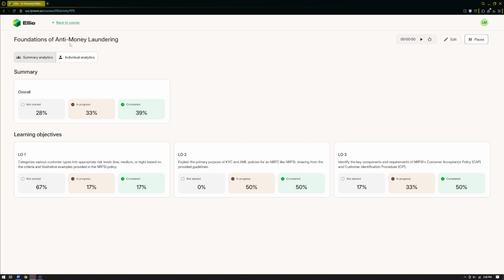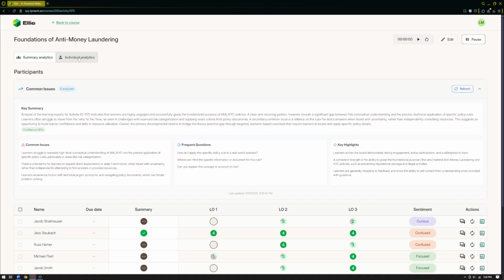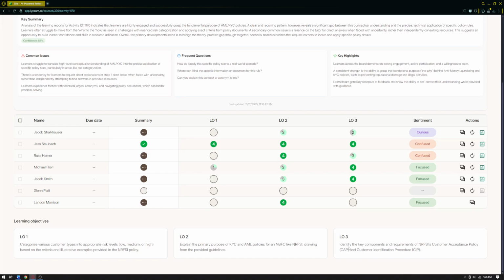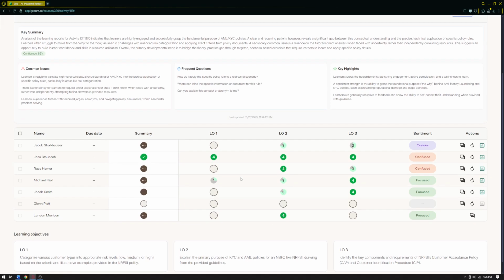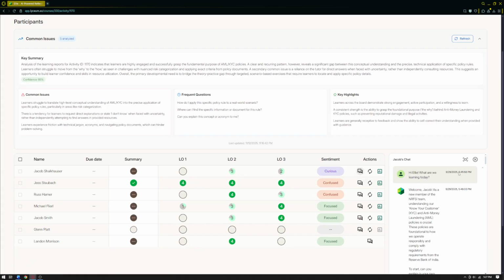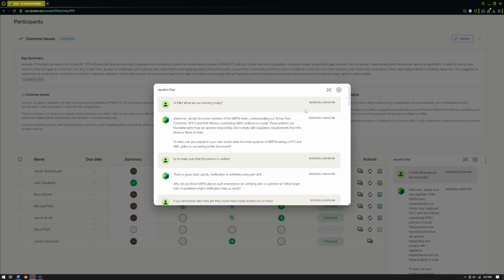So I can go into this, for instance, Foundations of Anti-Money Laundering module, and I can see my 3 learning objectives here. I've got summary analytics, and I can click individual analytics up here in the top left. And I have a lot of different data here. Scroll to the bottom. Again, we have our 3 learning objectives described down here at the bottom. And so here we have for each learner, that we can look through, how well they did on that learning objective, LO1, 2, and 3, their sentiment. I can click on the transcript to pull it up over here on the side. And then if I want to make it larger, I can make this full screen and scroll through it and read it.